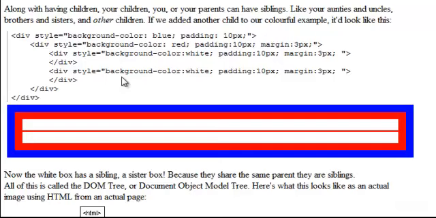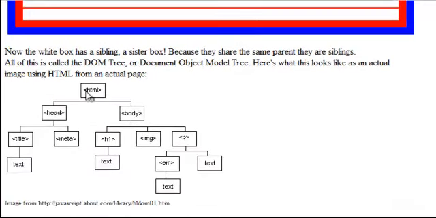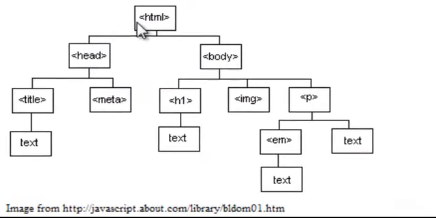And here's what this looks like in an actual image using HTML from an actual page. We start off the page with the HTML element, and then we broke off into the head element. Inside here we have the title tag with our text inside of it, and a meta tag. We could actually have potentially dozens of meta tags, as we covered earlier. And over here, from the other side of the head, we have the body. And in the body, we can have our H1, which will have our text in there.